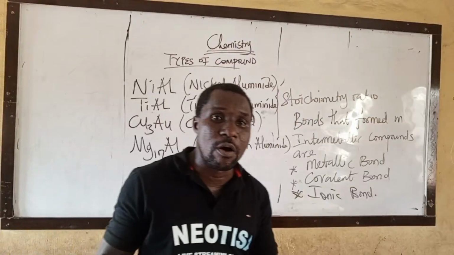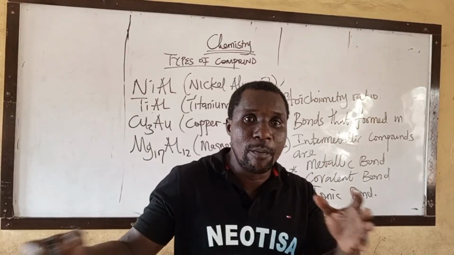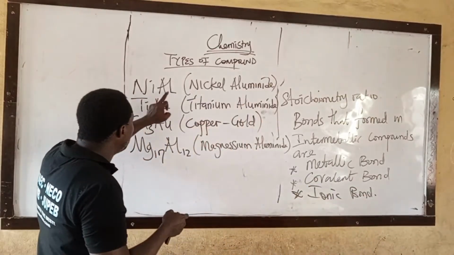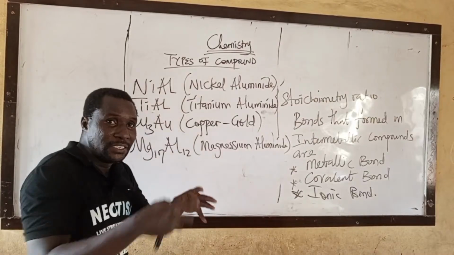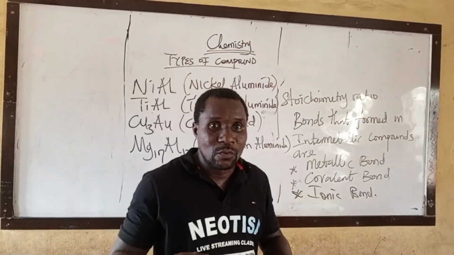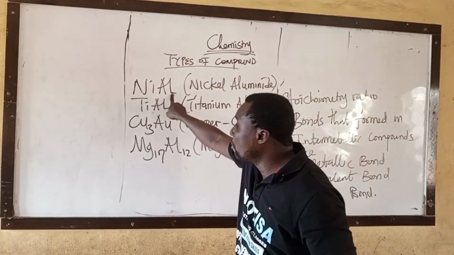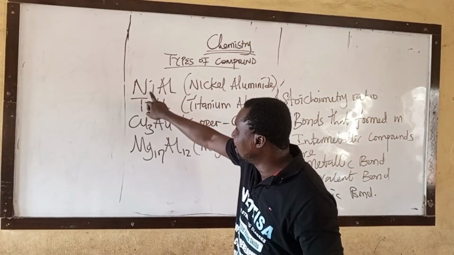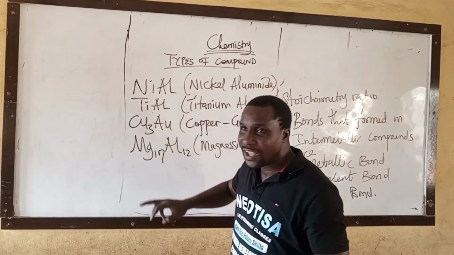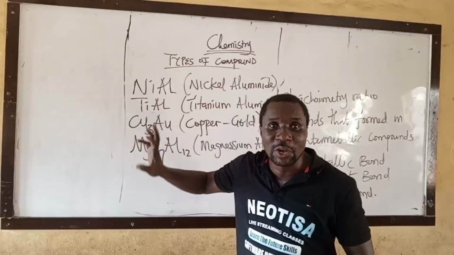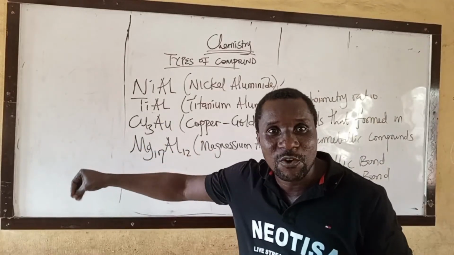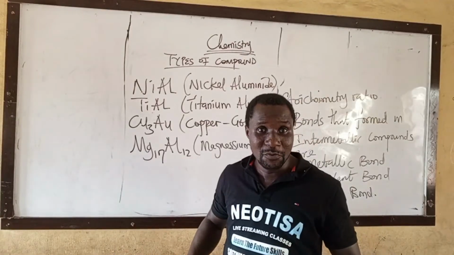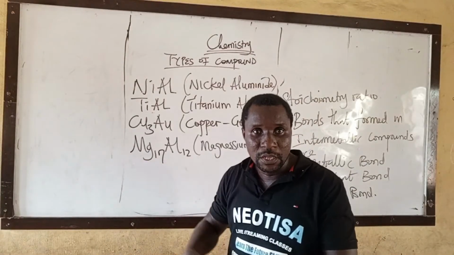Listen, an intermetallic compound is formed by the combination of two or more metals. Nickel is a metal, aluminum is a metal. Some of you are not familiar with nickel, titanium, copper, gold. These are transition metals. I will talk about them under coordination compound. Don't worry, when we get to coordination compound, take note.